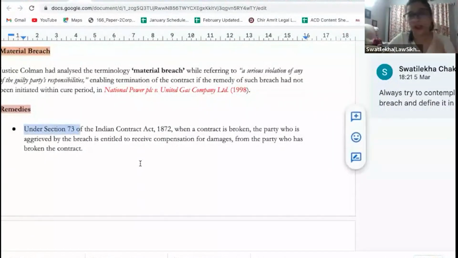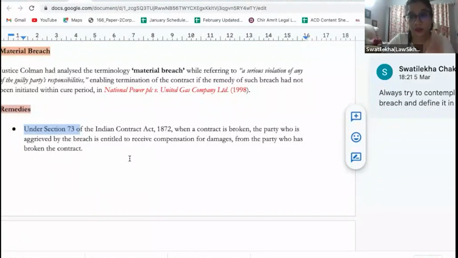Section 73 of your Indian Contract Act is the touchstone of remedies. So to those people who always ask what the provisions of law are, I have told you that any provision of law that you need to understand, at least not learn by heart. I don't believe in this learn by heart concept, but at least conceptually understand. I will always point it out. Okay? Section 73 Indian Contract Act.